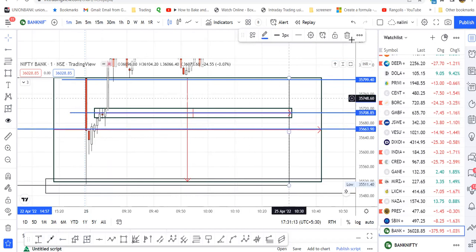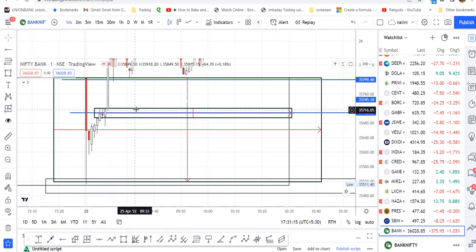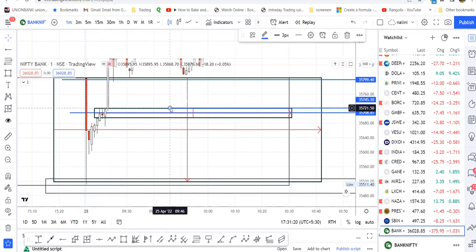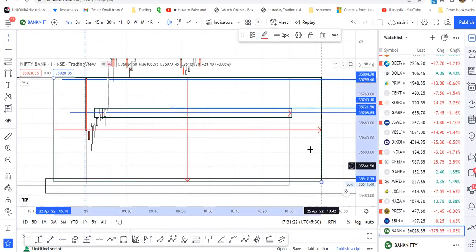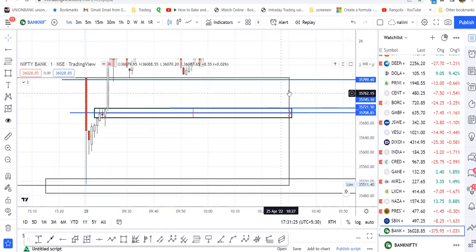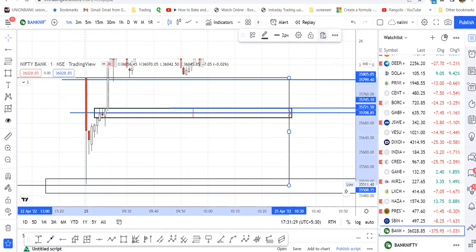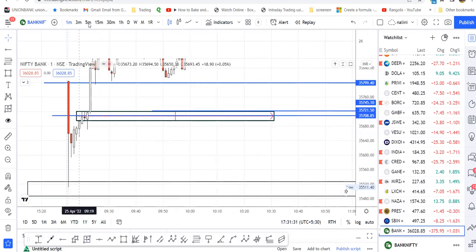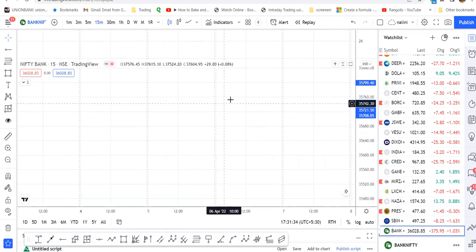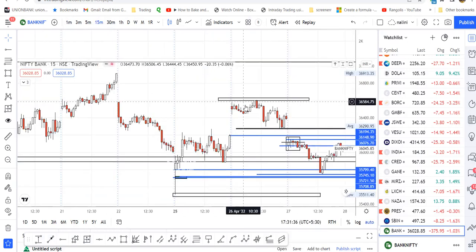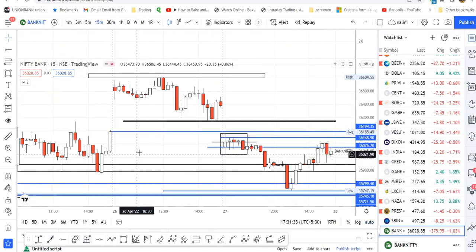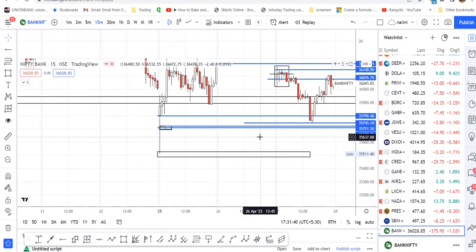35,000. Let me remove this. And the high of this is 35,720. Okay. Let me remove all the boxes. So let me go back to the 15 minutes time frame. I'll reset the chart. See, you can see how exactly this was the level. This was the level I marked on the 1 minute.